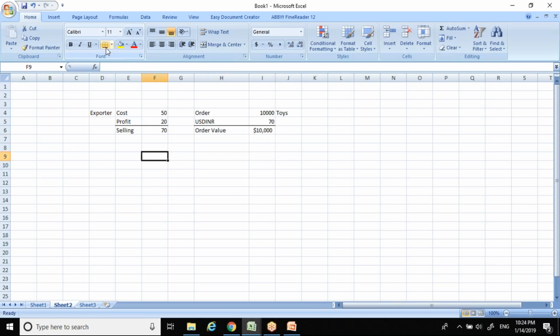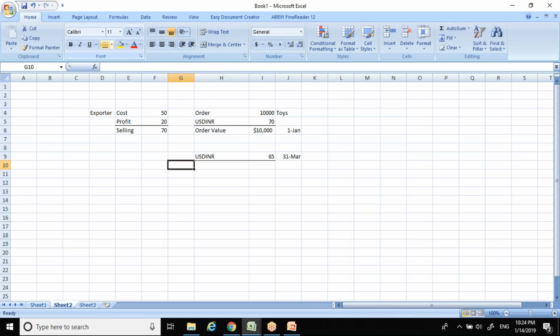Now, how about in future? Let's suppose this order was placed on 1st of January, and the delivery has to be made by 31st of March. On 31st of March, we notice the USD INR price actually falls. The price falls to 65. That means your dollar becomes cheap because the price reduced.